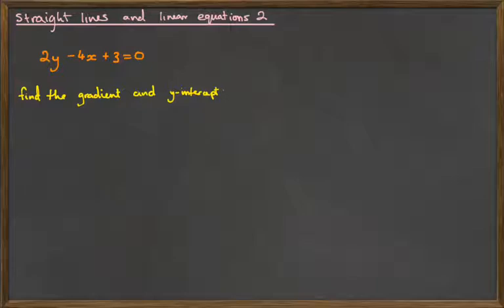Pause the video and work out the gradient and y-intercept of the equation. Okay, once you've done that, in order to find the gradient and y-intercept, we have to rearrange so that it is in the form y equals mx plus c. Okay?